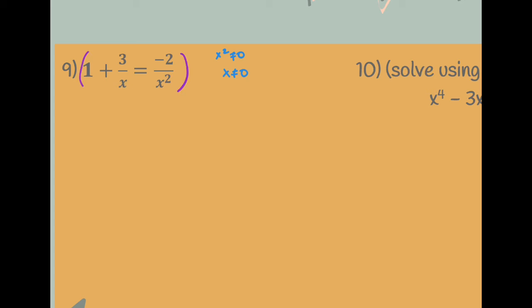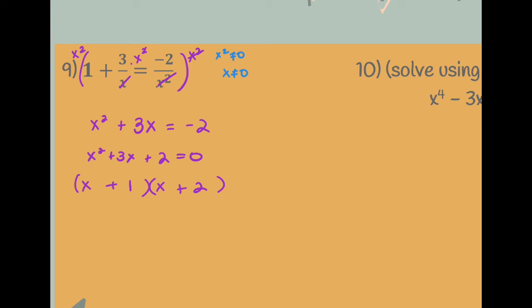So I'm going to multiply everything by x squared. So I get 1 times x squared, or x squared, plus this times x squared. One of those cancel out, 3x. This times x squared, both of them cancel, and I get -2. Now I want to get everything to one side. And then, are there factors of +2 that sum to 3? It'd be +1, +2, and I split and solve -1 and -2.